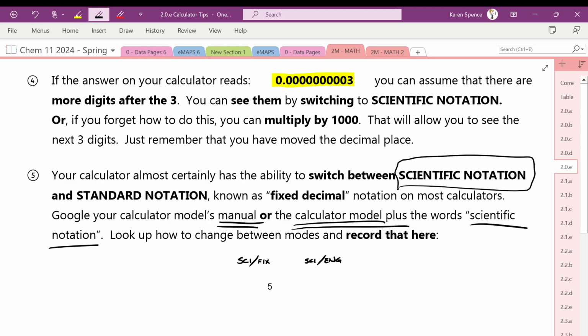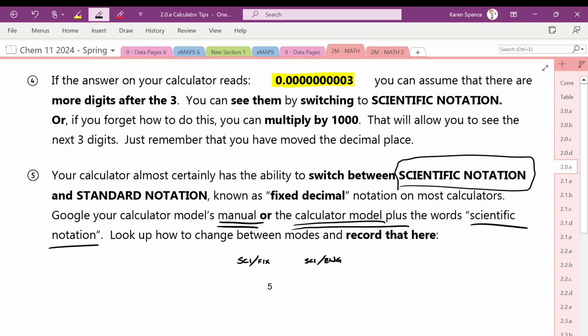Once you have figured that out, write it down here so that you have it in a place you can always go look for it. Or even write it down on the cover of your book. I actually took a silver pen and wrote how to do it on the back of my calculator, so I didn't have to look it up every time. So take a moment and do that, if you can.